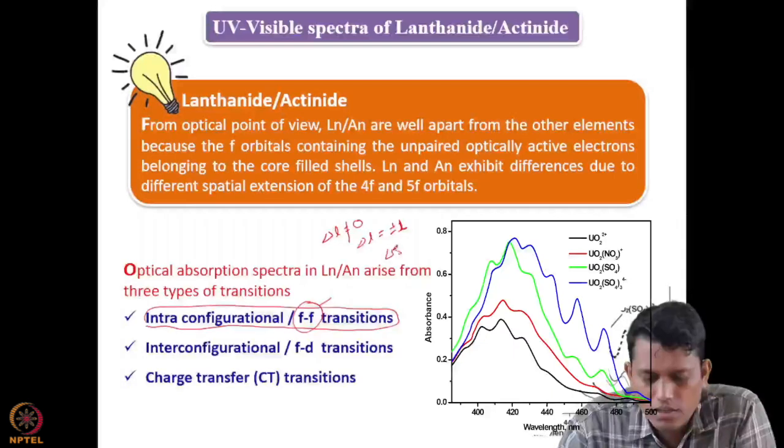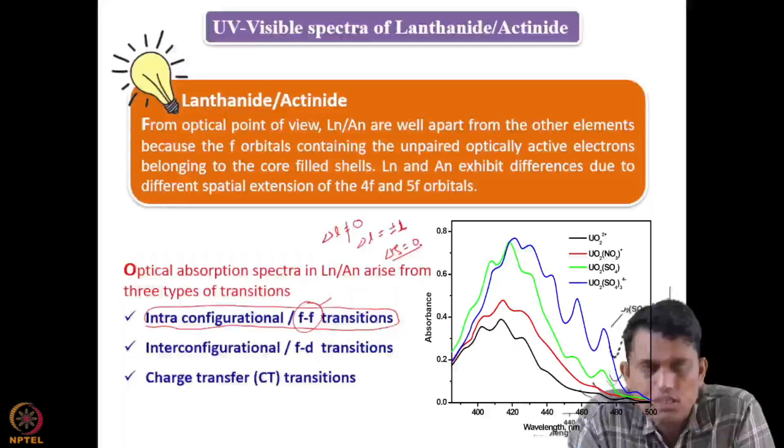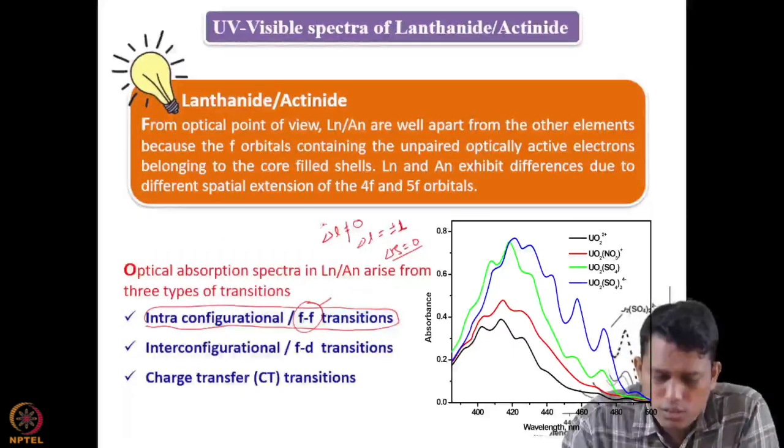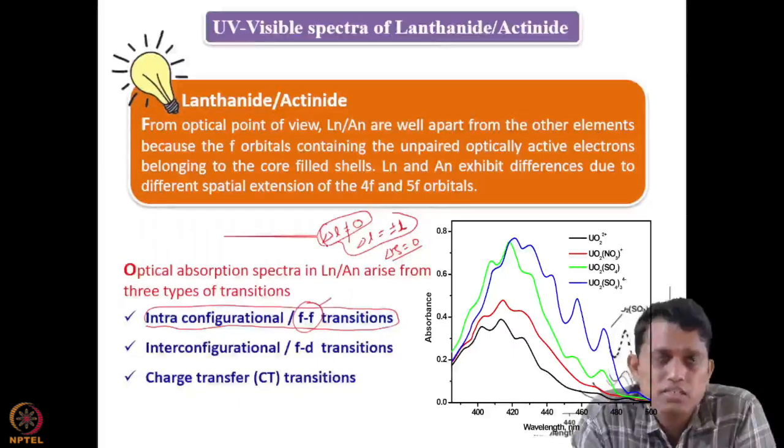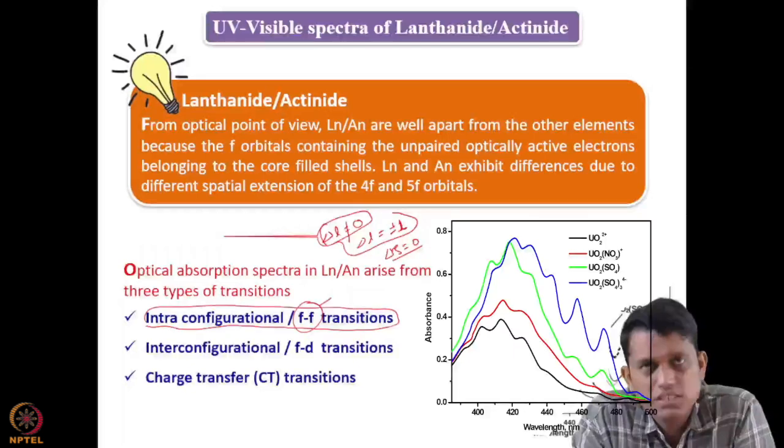Similarly, when you talk about this, the total change in the spin multiplicity should be zero. So this rule is not followed here, because your transition is between F and F. But still we see some transition.